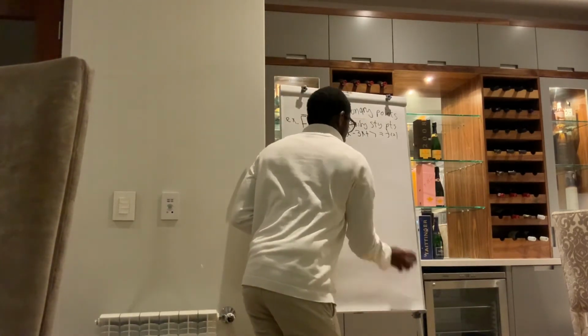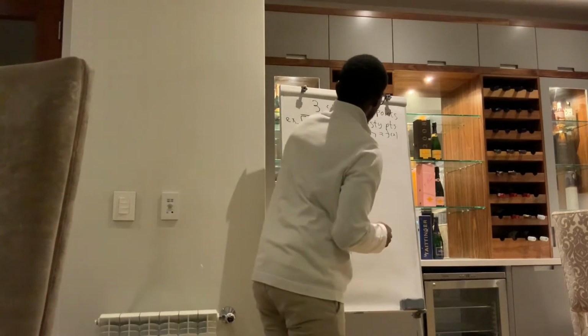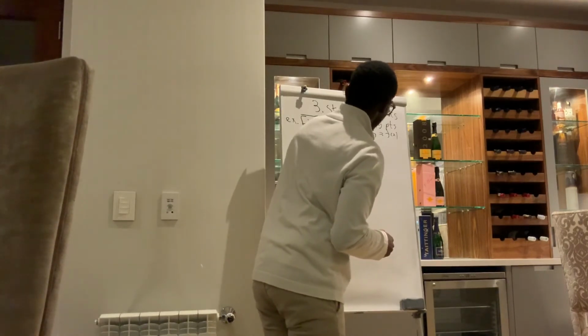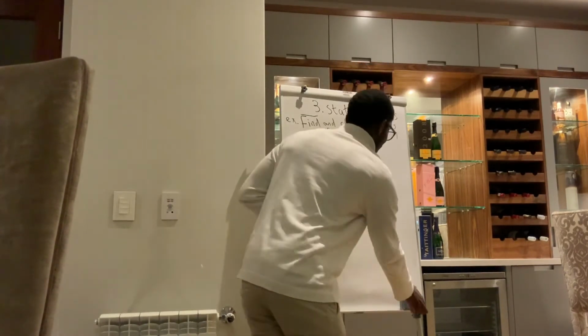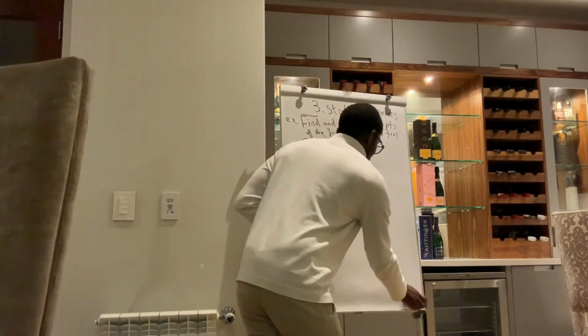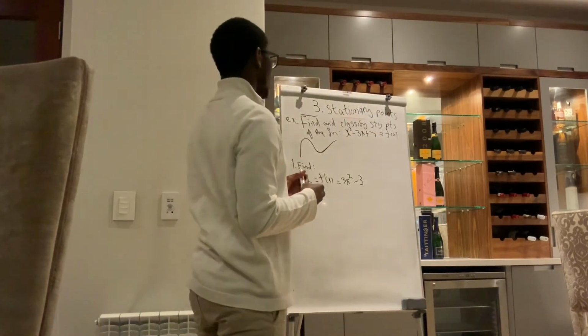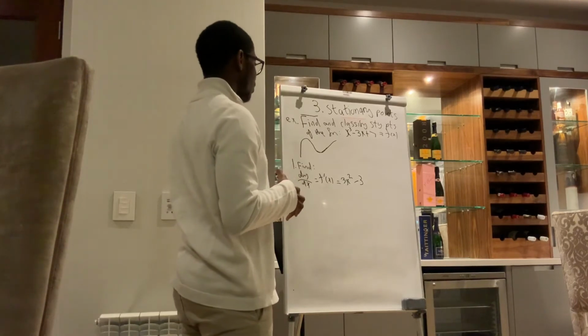so that just fades away. So we've just got 3x squared minus 3 as the derivative.